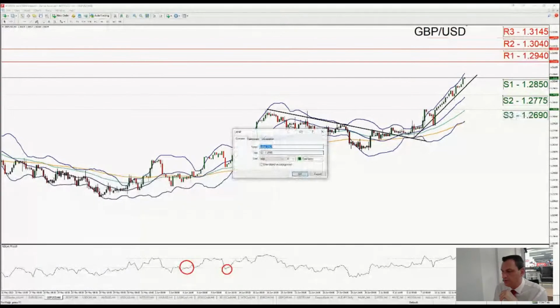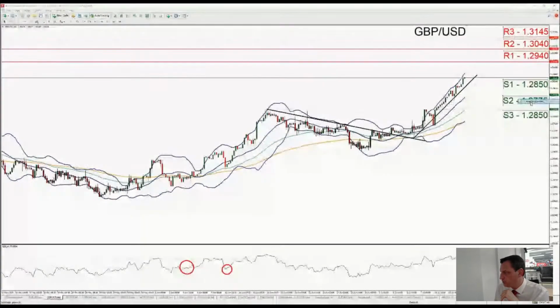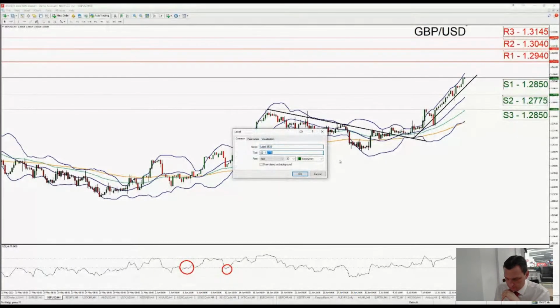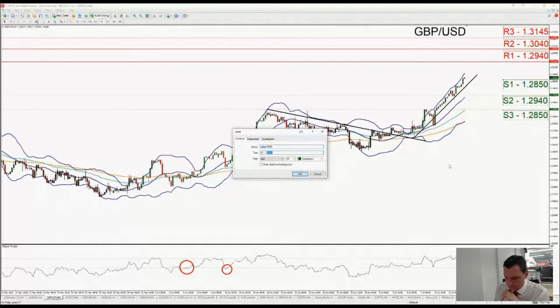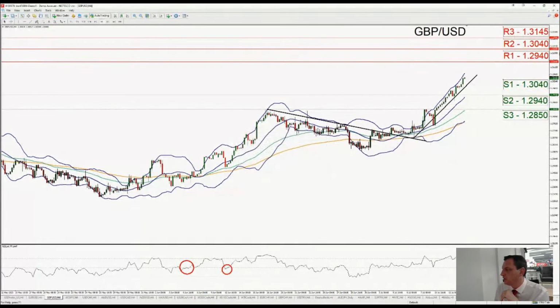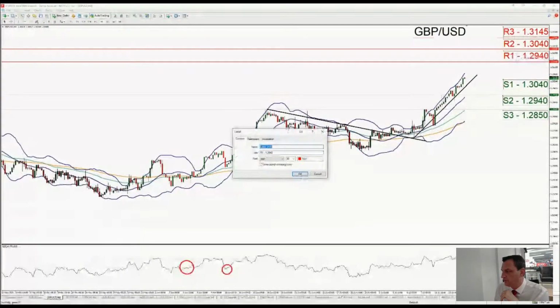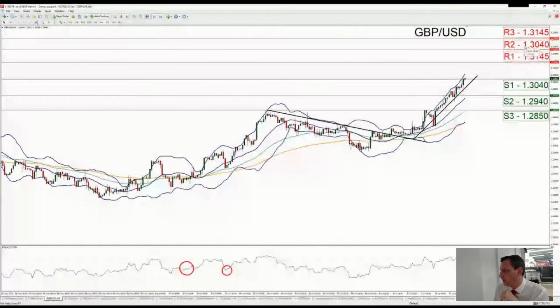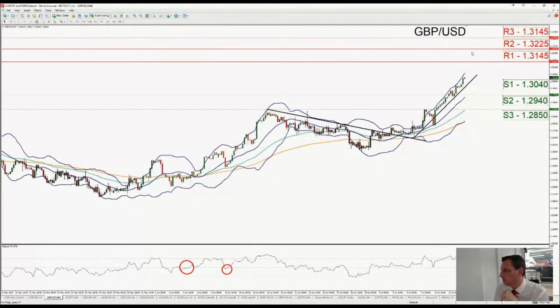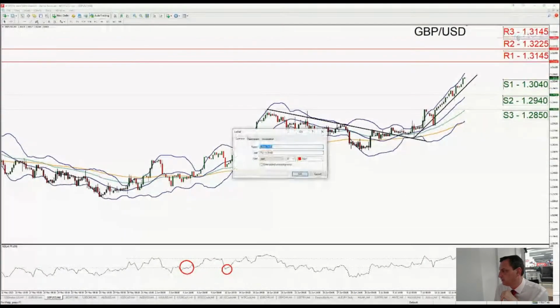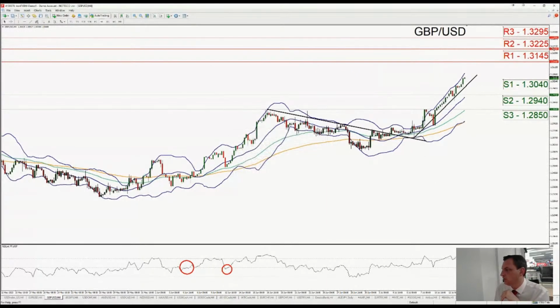Starting with the S3, which is now being placed at 1.2850. The S2 at 1.2940. The S1 at 1.3040. The R1 at 1.3145. The R2 at 1.3225. The R3 at 1.3295. Locking everything in.